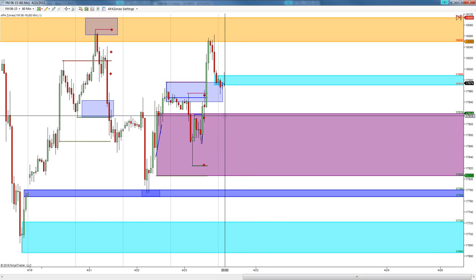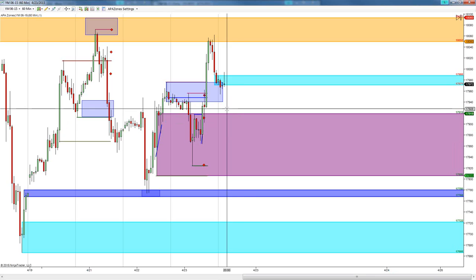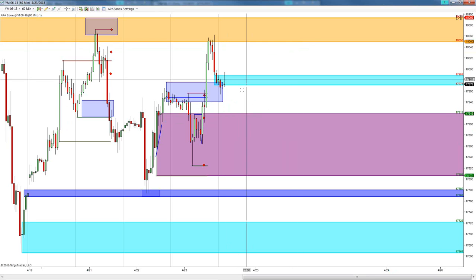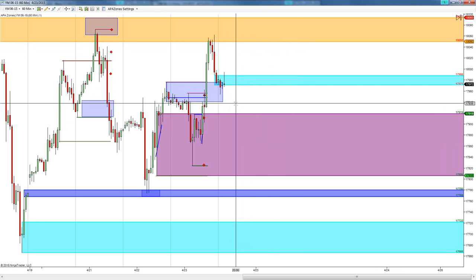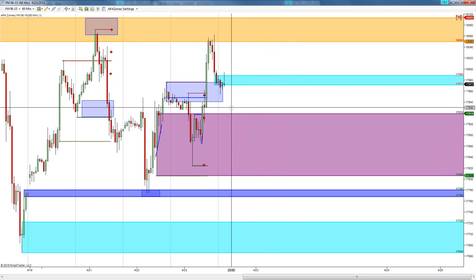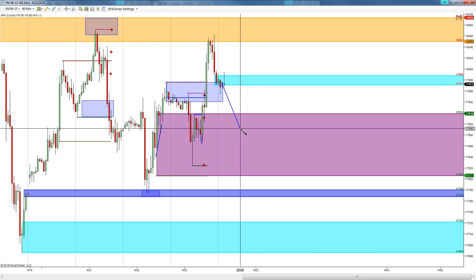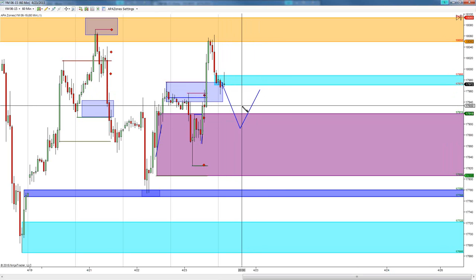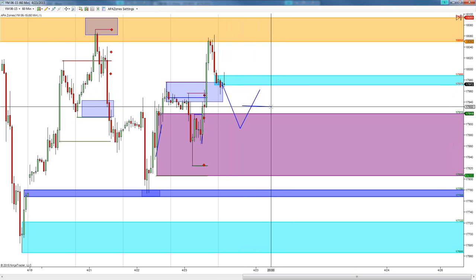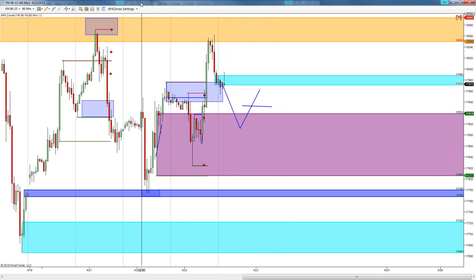So I want to buy in a confirmation way, just like I want to sell in a confirming way. So let this thing come down here, put in a pivot, and then buy it as it comes out in a confirmation way.